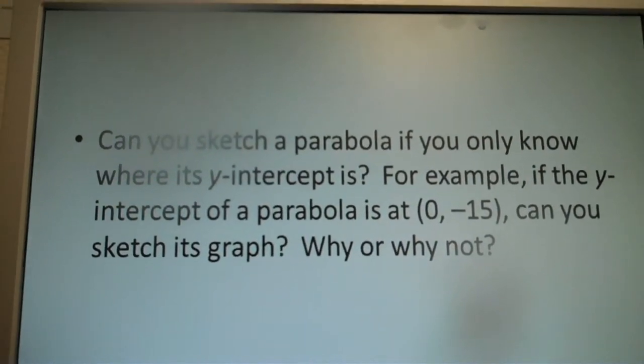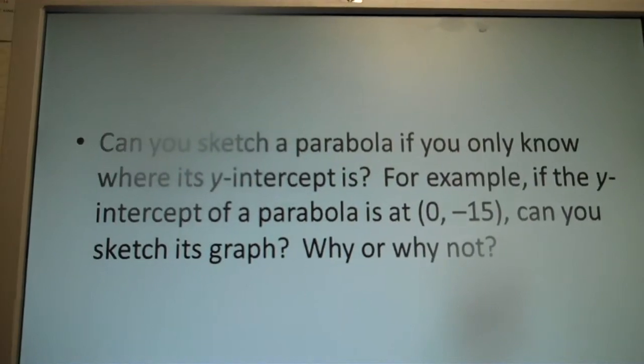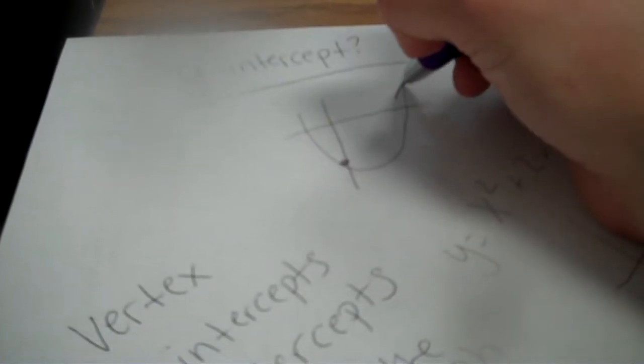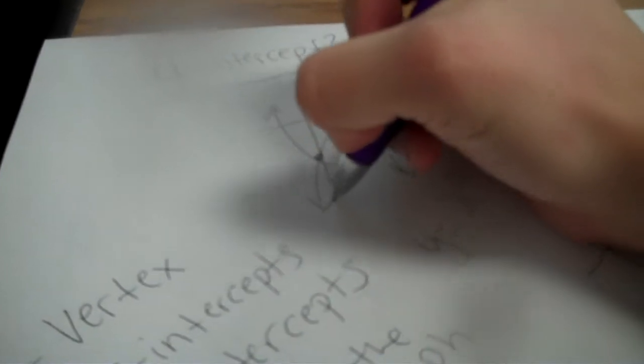Make sure that you have a reason why or why not. Okay, now that you're done sketching, what we found out in class today was that if we put our y-intercept here at (0, -15), that's not going to be enough information, because we don't really know if our graph goes up or goes down. That might be the vertex.